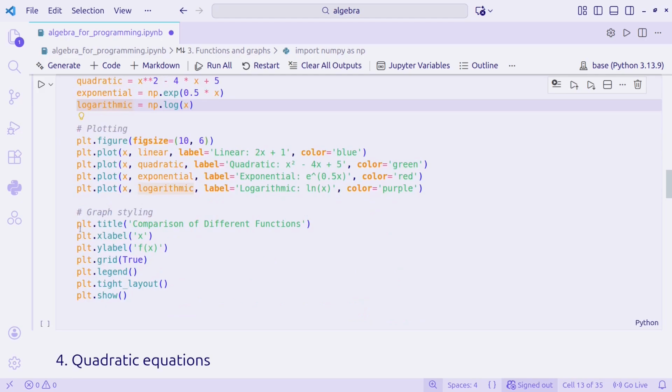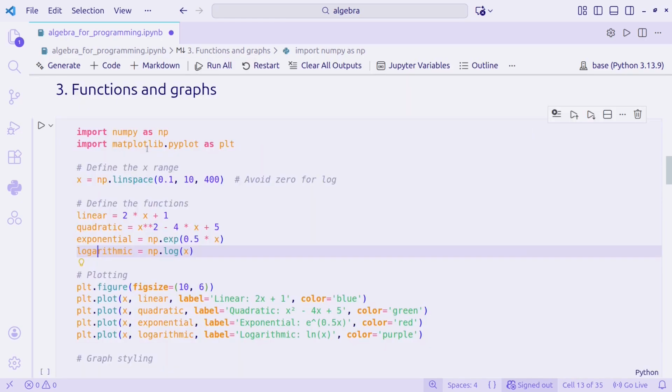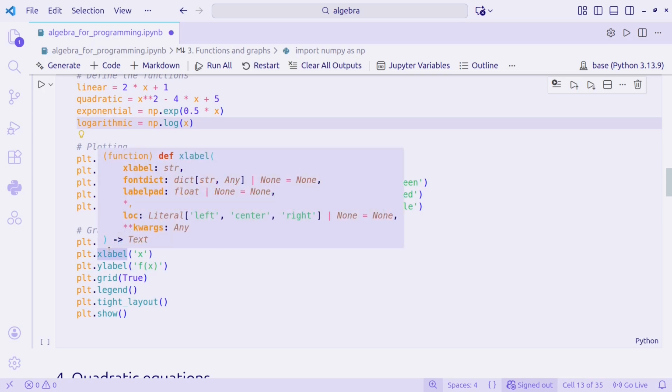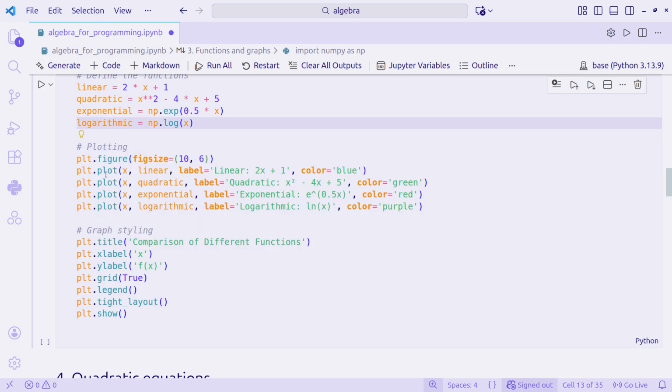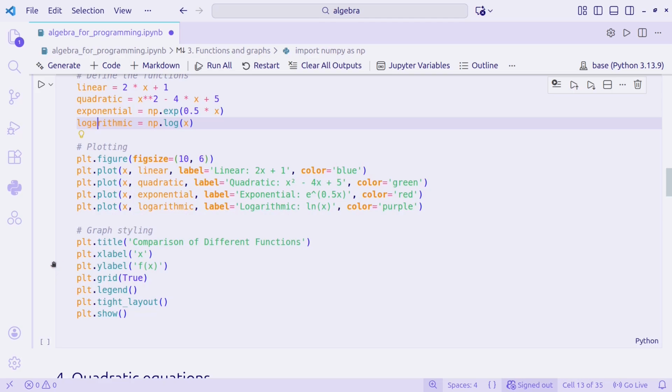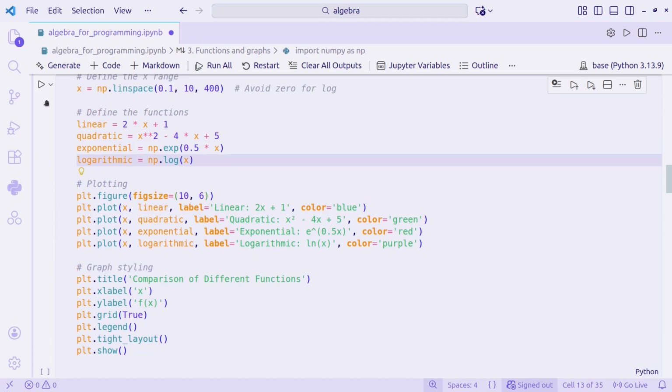Okay, so I can use the plot function of the matplotlib module, and I also set the label and the color of each of the graphs. And I can also do the styling of the whole graph by setting up the title, the X label and the Y label, the legend. So let's see how I can show all these 4 functions.